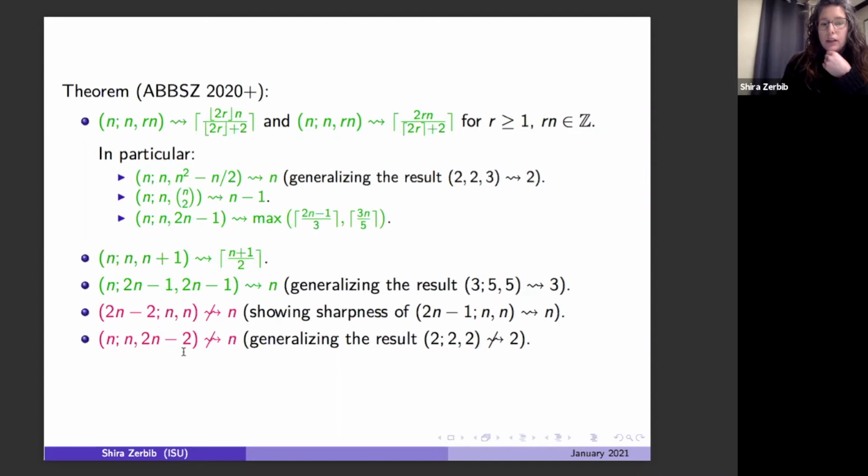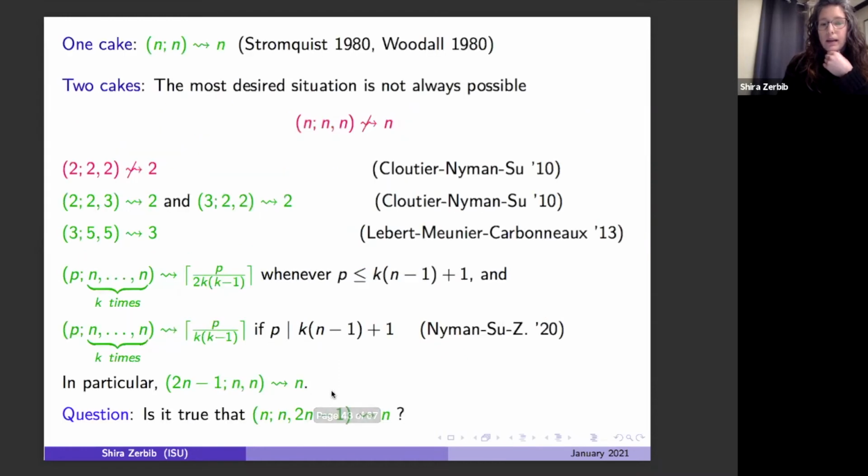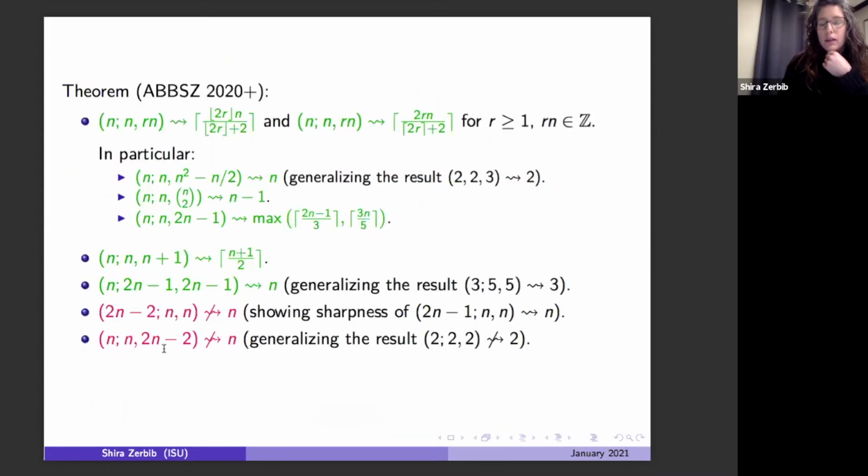I want to mention that this is not true if we divide the second cake into 2n minus 2. And this is the reason why the conjecture number here is 2n minus 1. Because if we just take one piece out, then we can no longer satisfy all the n players. And this we show too.